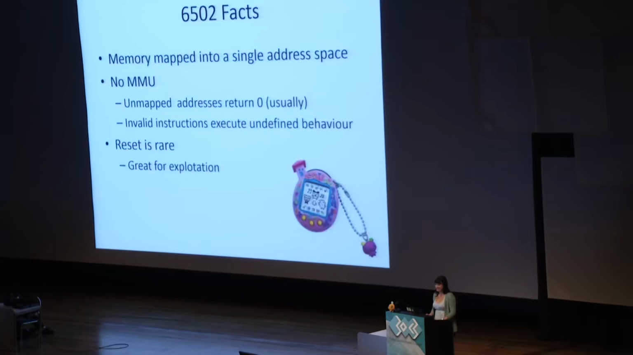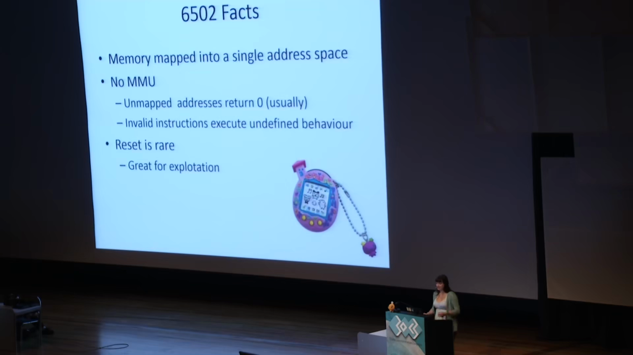So I started looking into how 6502 worked, and I found out some very interesting things. For one thing, 6502 is mapped into a single address space. So when you execute code, you can access every single memory address. You'll never, for example, get an exception, and you'll never reset. And this is because there's no MMU. So basically what will happen if you access unmapped memory or memory that doesn't exist, it will usually return 0. It might return another value, but it will never stop execution.